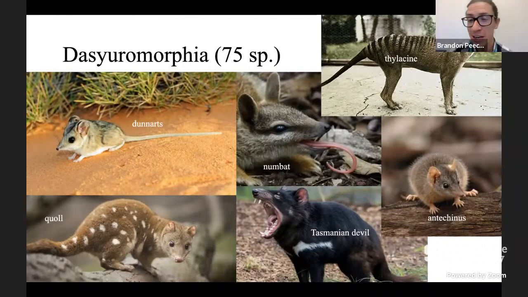Another really rich clade of marsupials are the marsupial carnivores. So these animals are usually the predators that aren't birds or lizards or crocodiles in Australia. So the Dasyuromorphs are the marsupial predators. And so I'm sure you guys know some of these animals.